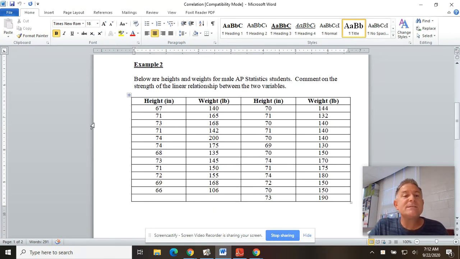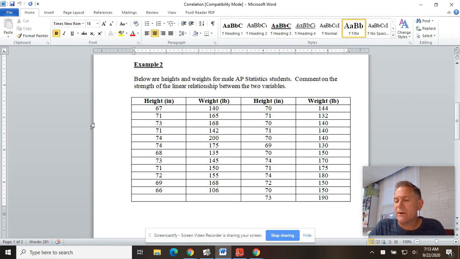Okay, here is a real correlation problem. Example 2 says below are heights and weights for the dudes in AP Stats. I made these up. They're not real. Don't be offended if you're smaller or bigger or not in here, or if you're a female. Comment on the strength of the linear relationship between the two variables.